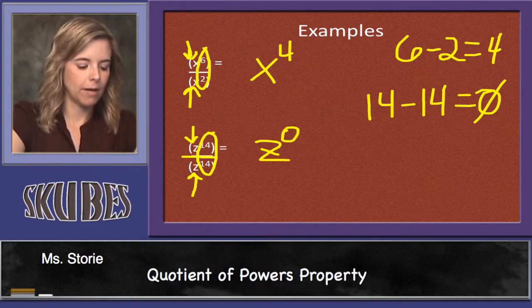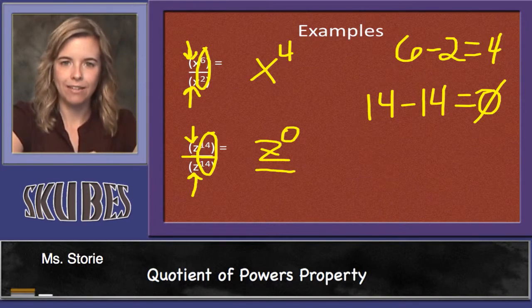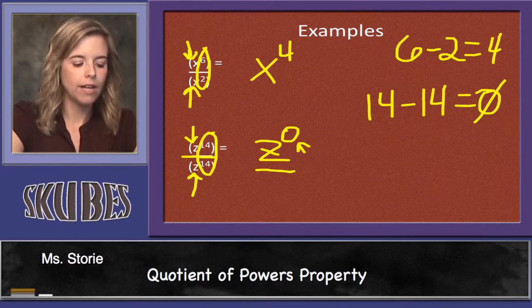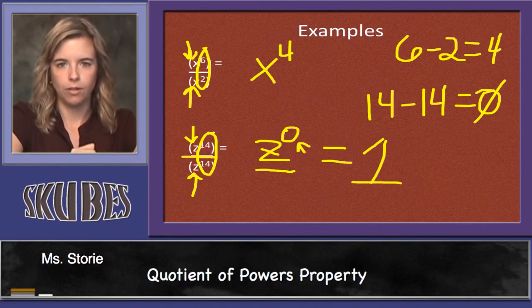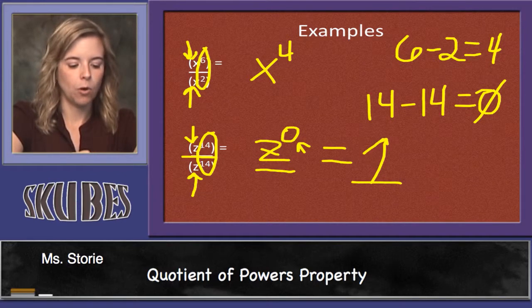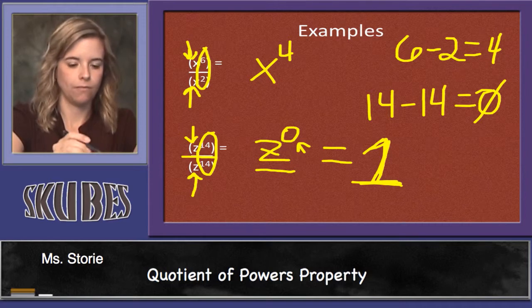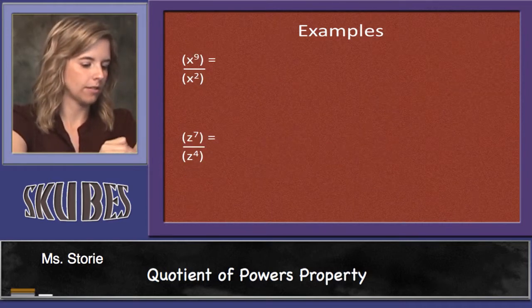And if you remember, this is a special case. Anytime you have any variable raised to the 0 power, that really means that the answer is the number 1, regardless of what the variable was. And if you can't remember, you can go back and look at one of the videos on the exponents of 1 and 0.